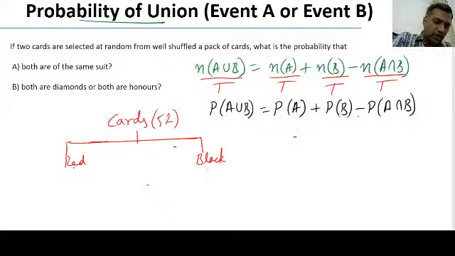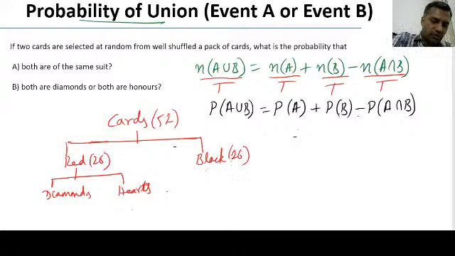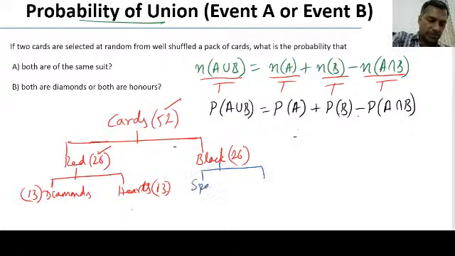Now the red cards are further classified as diamonds or hearts. Firstly, how many red cards are there? 26. How many black cards are there? 26. This 52 is equally divided into 26 each. Similarly, how many diamond cards are there? 13, because now you are at this 26. So there are 13 diamonds and 13 hearts. What about the black cards? Black cards are divided as spades and clubs. There are 13 spades and there are 13 clubs.